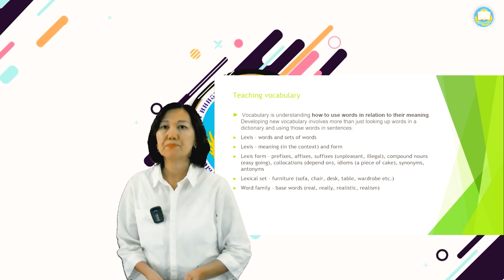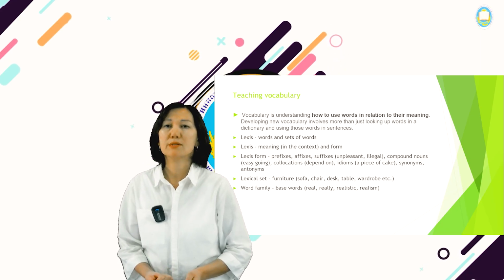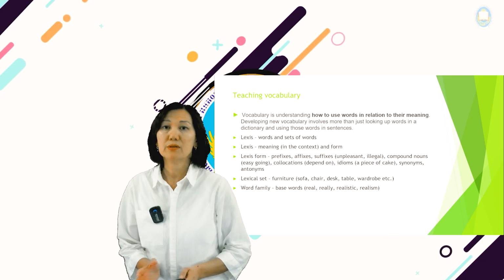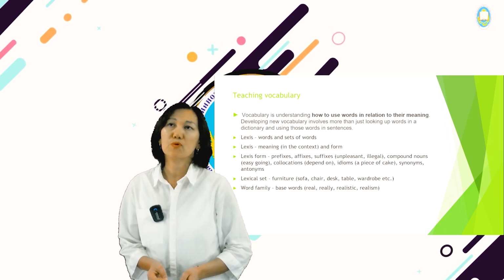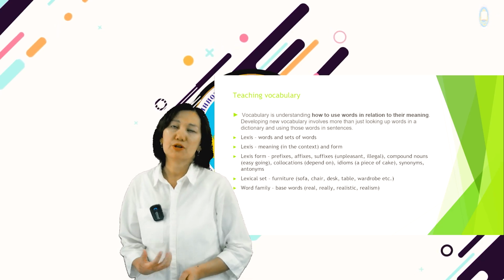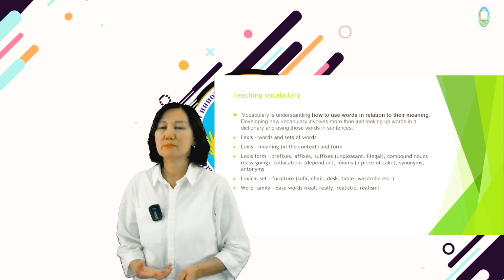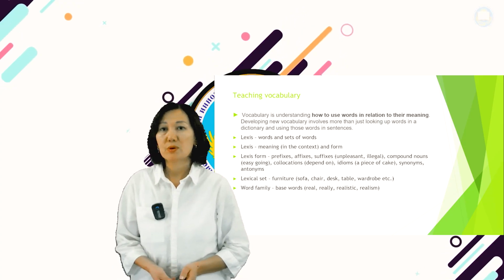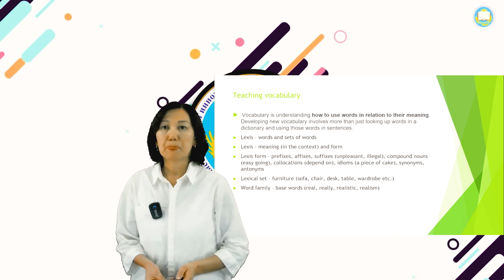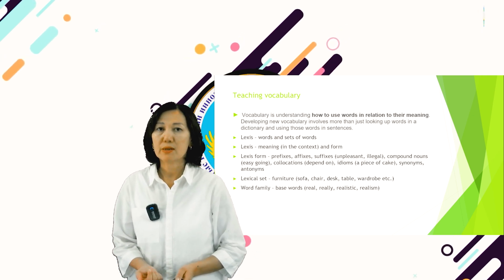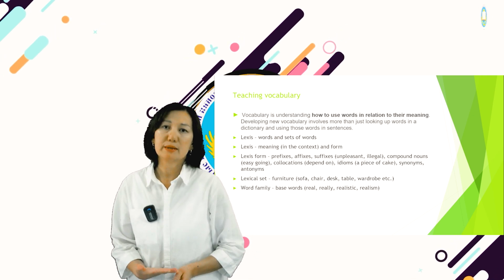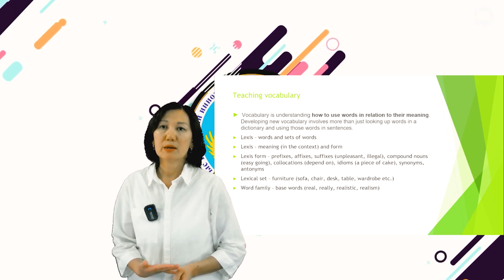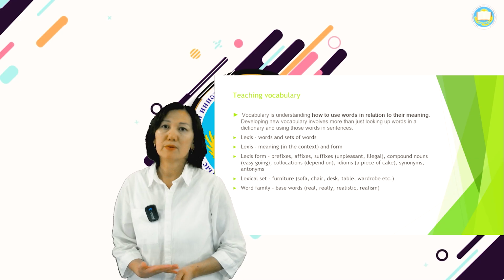and so on. So lexical set also, such as furniture, for example, sofa, desk, table, wardrobe, or for example, food, such as meat, milk, fruits, and so on. And the next one is word family, base words such as real, really, realistic, realism, and so on. The next one is visuals and the realia.